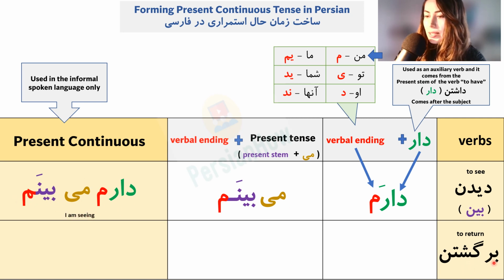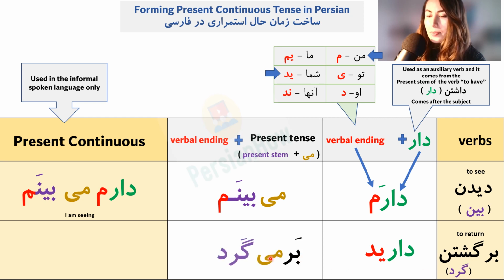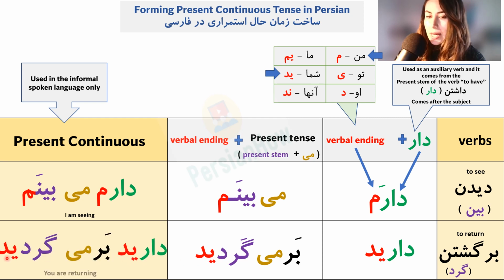For the next one, برگشتن. It means to return. برگشتن is a compound verb. It is not a simple verb. So again, first we need the auxiliary verb. So we need دار, and let's say this time the subject is شما. So this is the ending for شما, دارید. And then برگشتن, the present stem is گرد. بر می گردید. Let's combine them. دارید برمیگردید. You are returning.